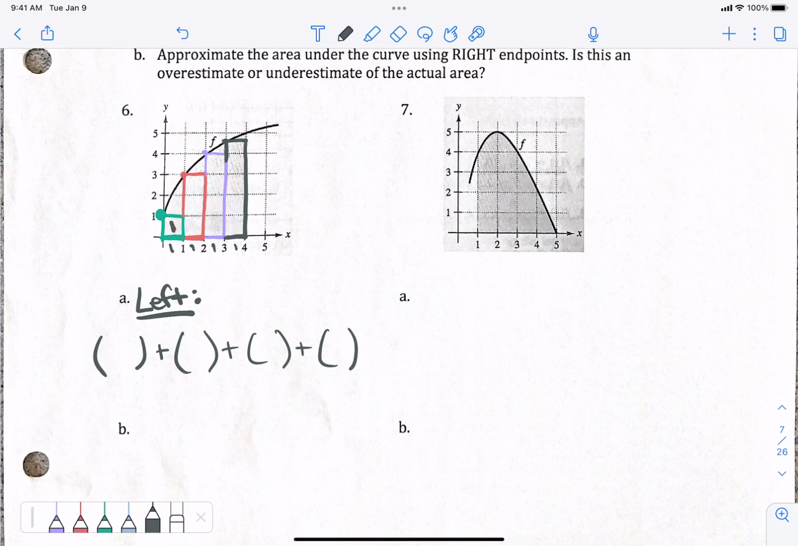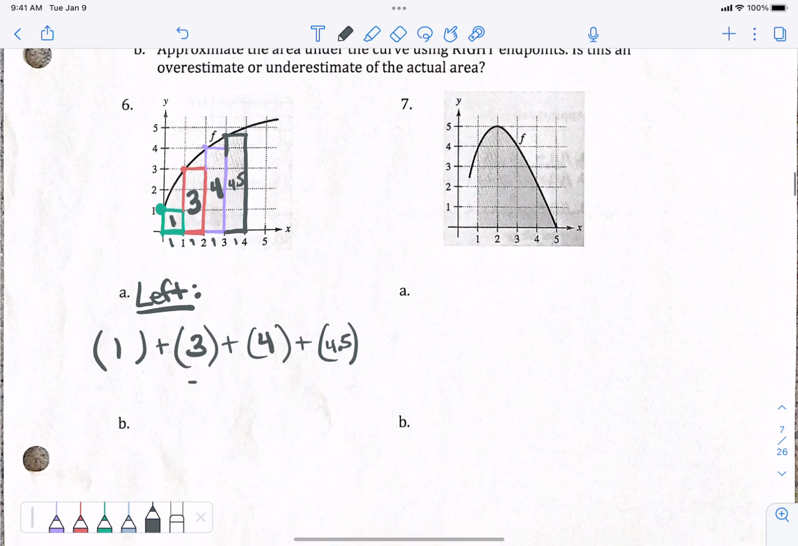Area of the second rectangle? 3. Area of the third rectangle? 4. Area of the fourth rectangle? 4.5. So we're just going to add those together, like we would do a sum: 1, 3, 4, and 4.5. Technically the width is 1, so we would do 1 times 1, 3 times 1, 4 times 1, and 4.5 times 1. But since it's just times 1, we don't really have to do anything for that.